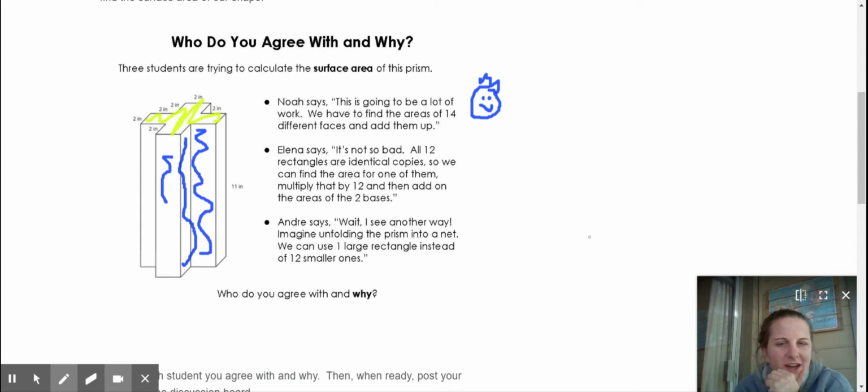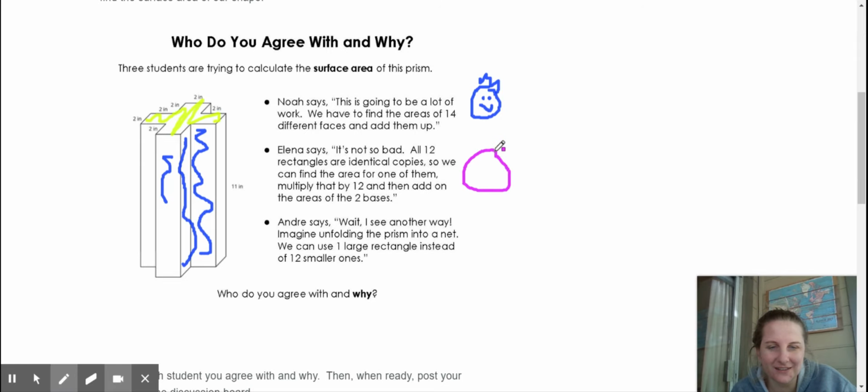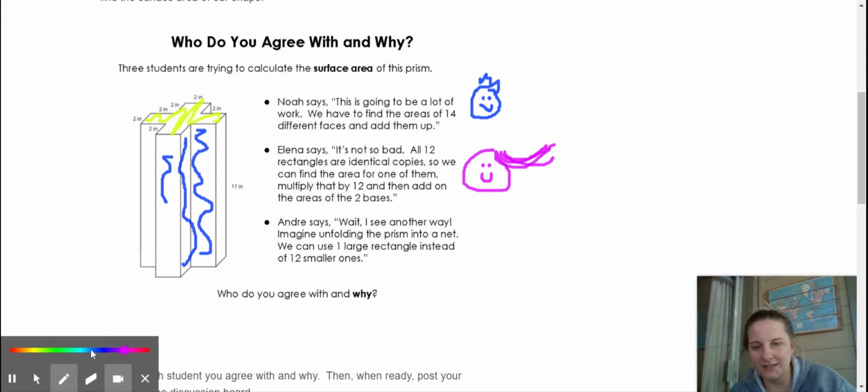Then we've got Elena. She says, well, it's not that bad, Noah. Oh, let me do our little cartoon picture of Elena. Here's Elena, with her cute little ponytail flying in the air. So it's not that bad. All 12 rectangles are identical copies. So we can find the area of one of them, multiply that by 12, and then add the area of the 2 bases. So each of these blue ones, she says, find the area of that, multiply by 12, then add these bases.